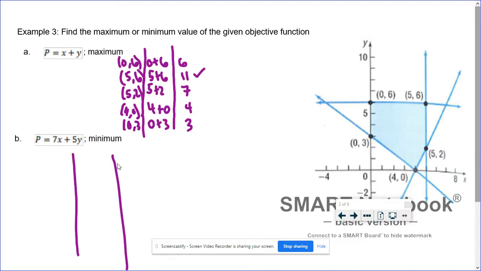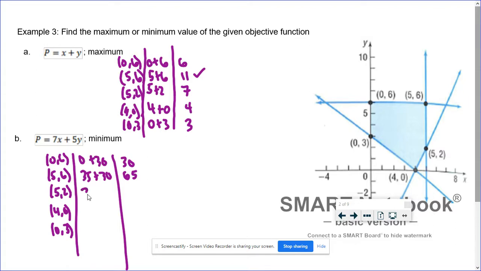Same thing down here. We're going to test all the same points. So 0, 6, 5, 6, 5, 2, 4, 0, and then 0, 3. When I substitute those values into the function, I get 0 plus 30, right? Because 7 times 0 is 0, 5 times 6 is 30, and I end up with 30. Substitute 5 in for x there, I get 35. Substitute 6 in for y, I get 30. Add them together, you get 65.